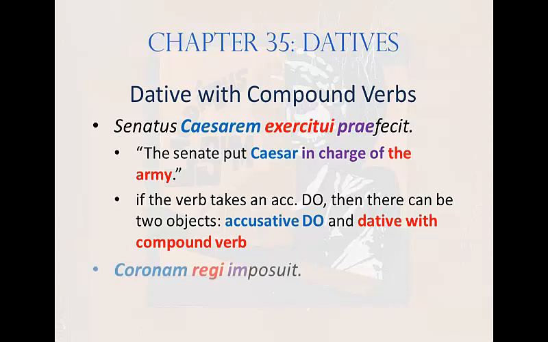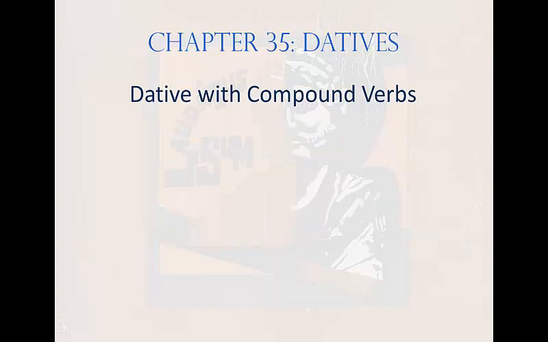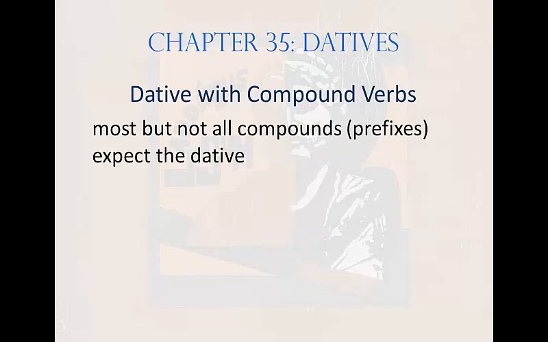Here's another example. Coronam regi imposuit. He put the crown on the king. Regi is a dative with a compound verb. Technically, it's the object of the prefix im on the front of the compound verb impono, and coronam is the direct object of posuit. Not all prefixes set up the possibility of a dative with a compound verb, but many do.